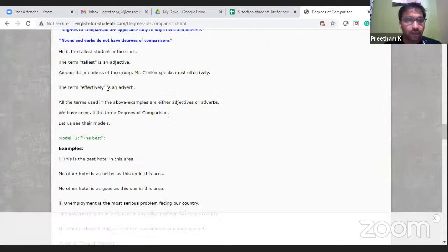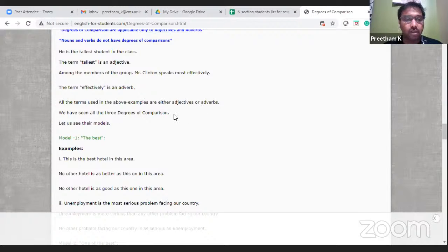So the same thing is repeated here. Then, among the members of the group, Mr. Clinton speaks most effectively. The term effectively is an adverb. What do you mean by adverb? Any word that describes the verb. Effectively is describing speaks. All the terms used in the above examples are either adjectives or adverbs.